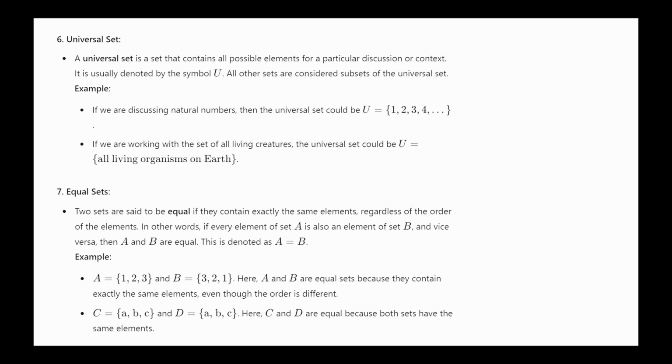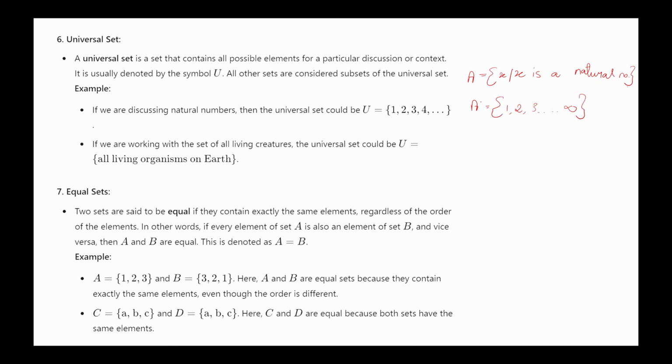Universal set. A universal set is a set that contains all possible elements of that particular topic that we are discussing. So for example, if I say I have a set A equal to {x : x is a natural number}, that means I'm going to have this set as {1, 2, 3, ...} going up till infinity. So this is known as a universal set. That means it contains all the elements of the thing that we are discussing.